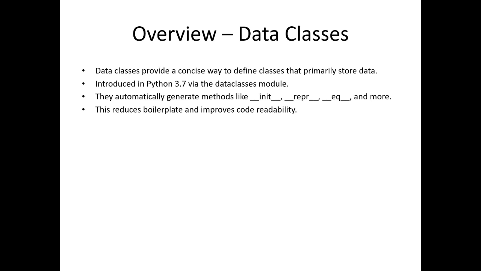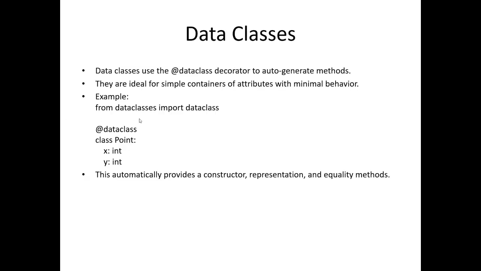Data classes were introduced in Python 3.7 to reduce boilerplate in simple classes that mainly store data. Normally, we would have to manually write the __init__, the __repr__, and the __eq__ methods. With data classes, these are generally generated automatically. This makes class definitions much shorter and more focused on what the class represents rather than how it behaves internally.